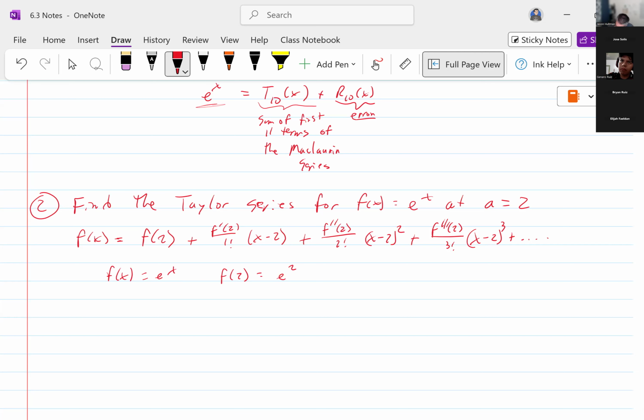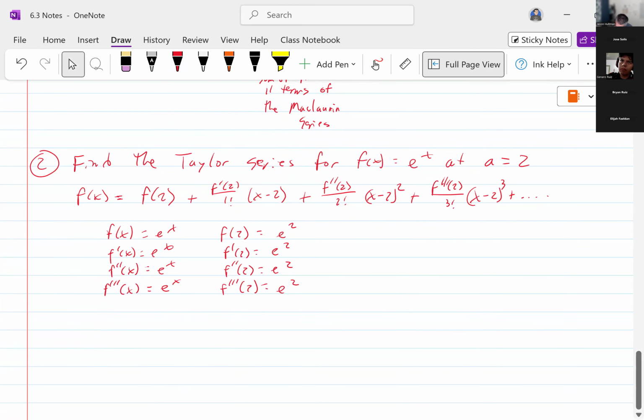And then what is f prime of x? It's also e to the x. So f prime of 2 is also e to the second power. F double prime of x is equal to e to the x, and that's f double prime of 2 is e to the second power. I can hopefully see where I'm going here. With this, e to the x is f triple prime of 2 is equal to e to the 2. Okay, we could probably stop there.